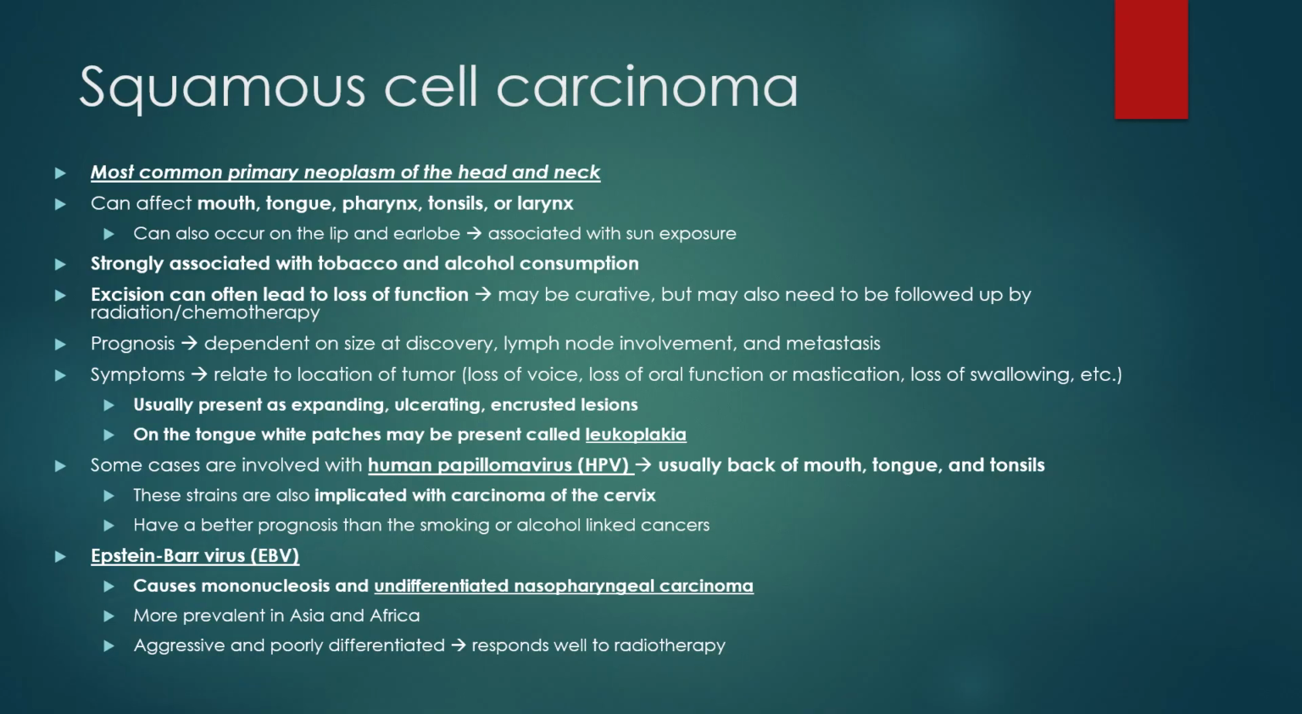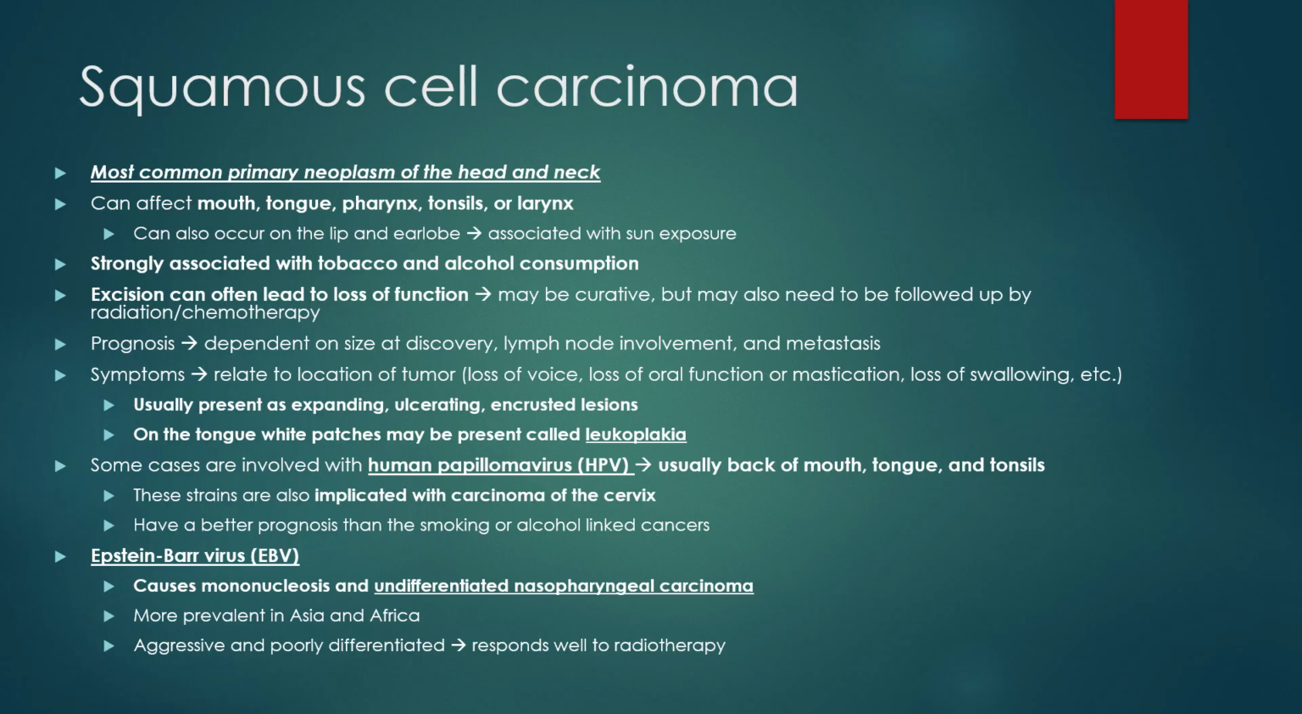Squamous cell carcinoma is the most common primary malignancy of the head and neck, and that makes sense when you think about the tissue types lining this entire region. Much of the oral cavity, pharynx, larynx, and upper airway is lined by stratified squamous epithelium, which means those cells are continuously exposed to mechanical irritation, chemical injury, inhaled toxins, ultraviolet radiation, and chronic inflammation. Over time, repeated injury increases the risk for malignant transformation.